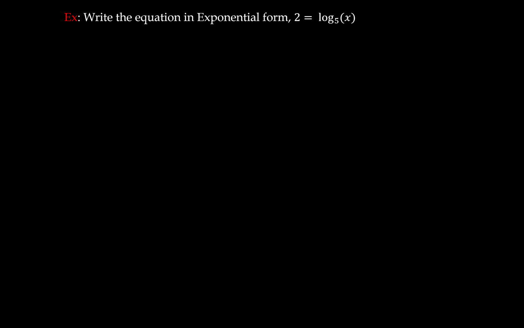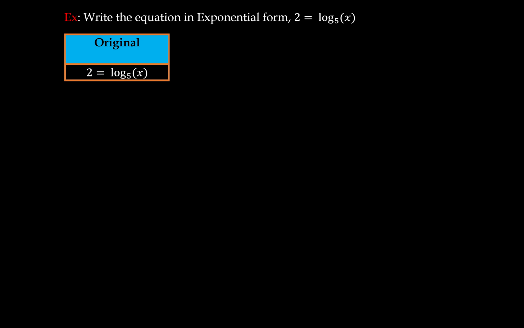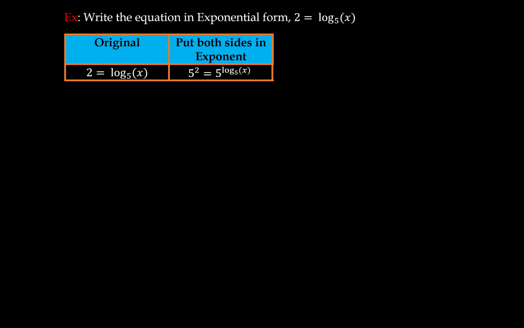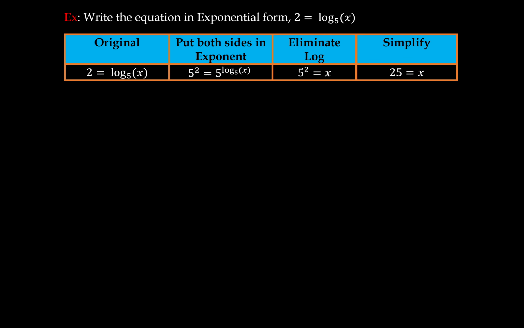Let's get some practice using these equivalencies. To undo a log base of 5, we had to put both sides of the equation into the exponent with the base of 5. Then, the base 5 and the log base 5 will cancel out, leaving us with just x on the right-hand side. Now we simplify.